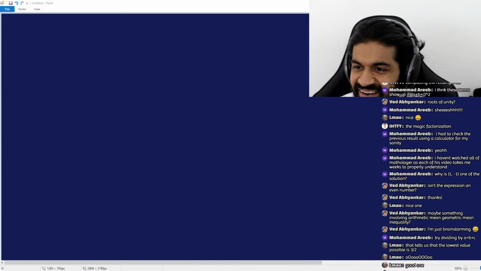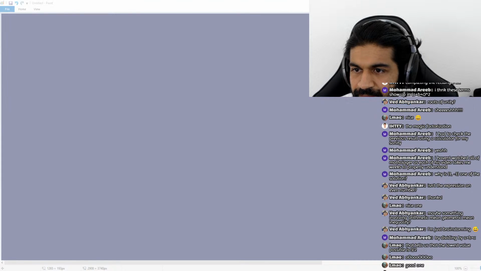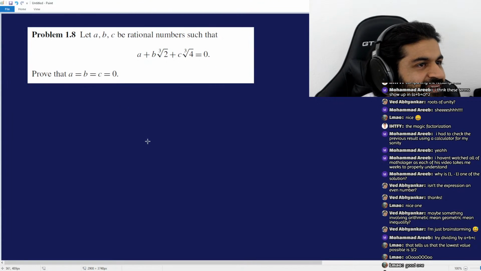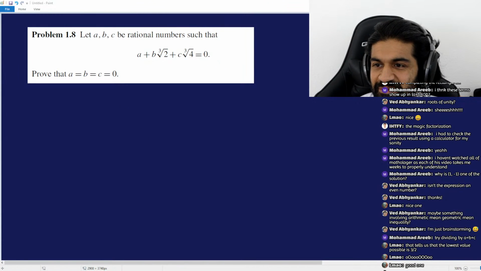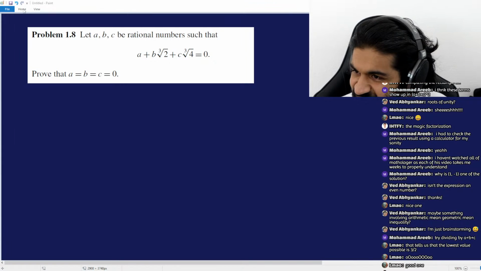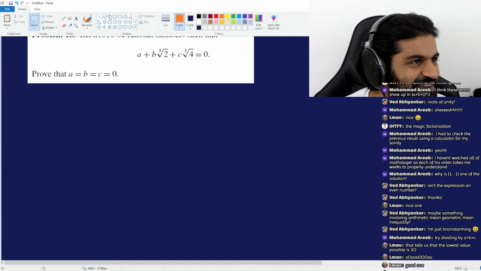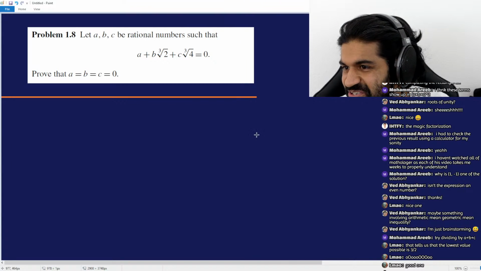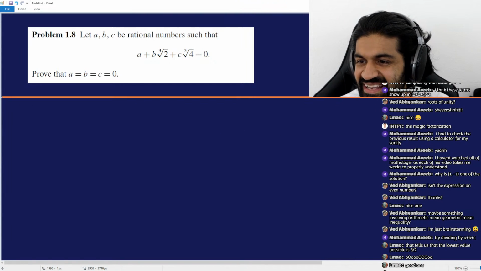Let's see here. How about this one? Let A, B, and C be rational numbers such that... coffin problem? Yeah, I know. Wait, is that a coffin problem? Actually, that'd be really interesting if that were true. Do you know if that is actually a coffin problem? Because that'd be really interesting if it were true.